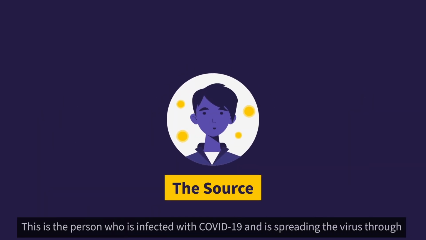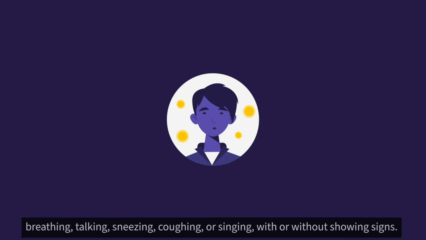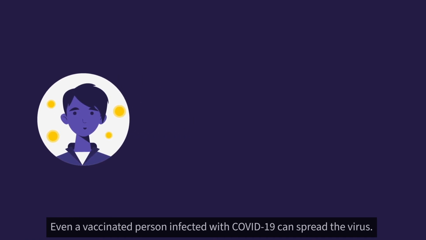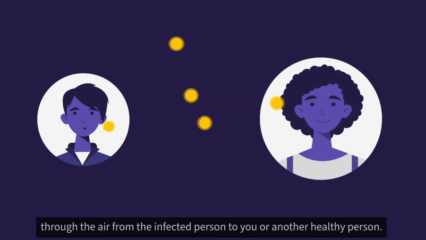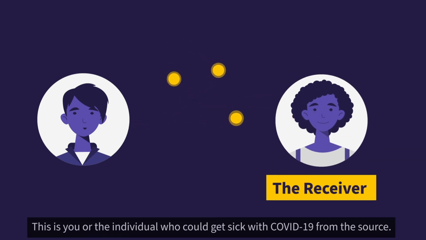The source. This is the person who is infected with COVID-19 and is spreading the virus through breathing, talking, sneezing, coughing, or singing, with or without showing signs. Even a vaccinated person infected with COVID-19 can spread the virus. The pathway. The pathway is the route the airborne virus particles travel through the air from the infected person to you or another healthy person. The receiver. This is you or the individual who could get sick with COVID-19 from the source.